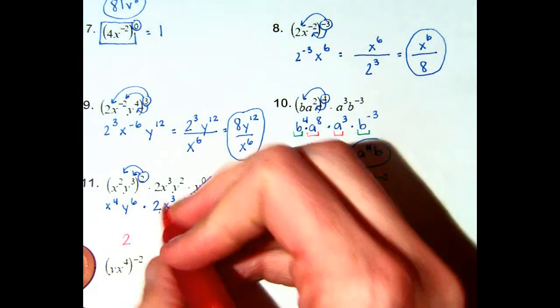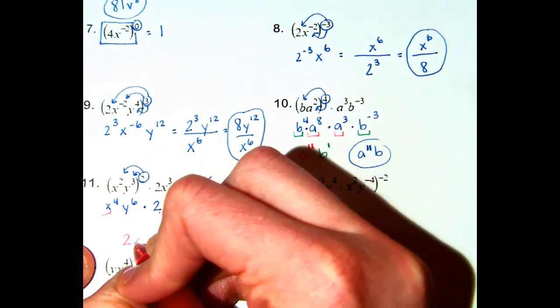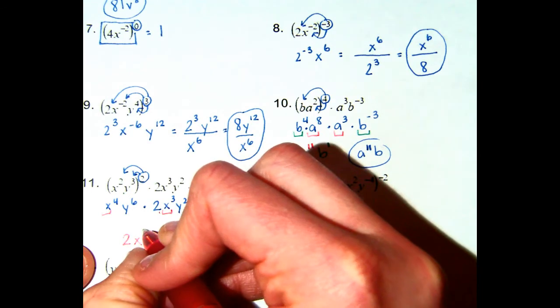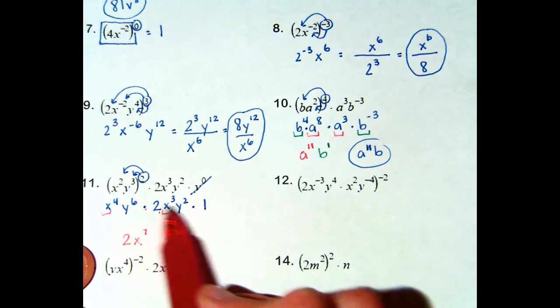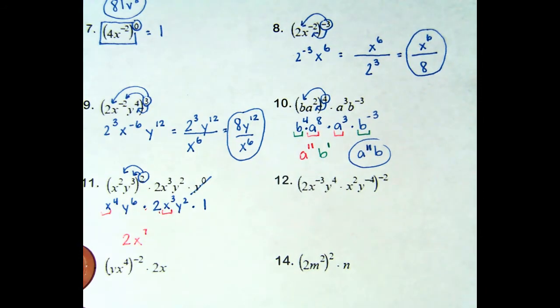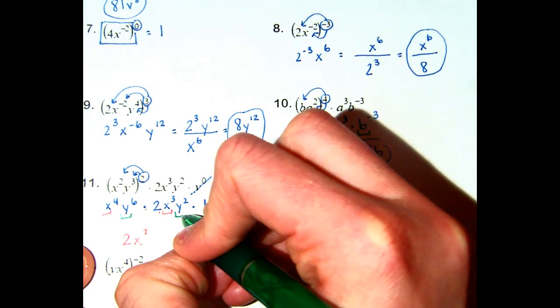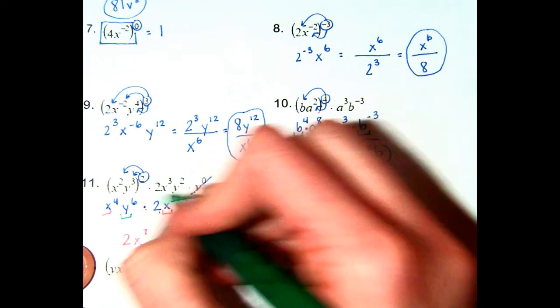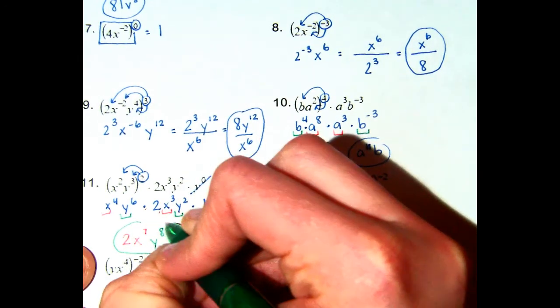Then I've got the x's. Base of x, base of x. So x to the 4 plus 3 is 7. And I'm adding because I don't have any more exponent to an exponent anymore. I'm just multiplying all these together. Then I have y's. Y to the 6th, y squared. 6 plus 2 gives me y to the 8th power.